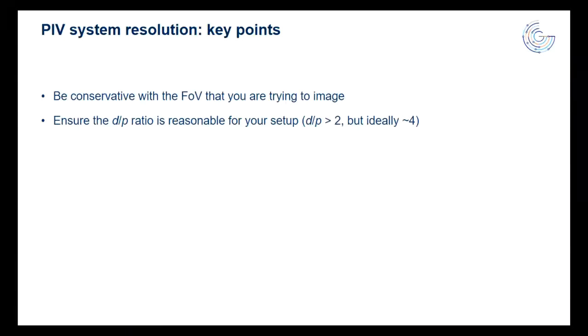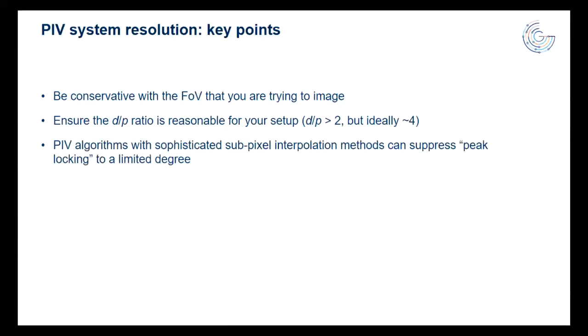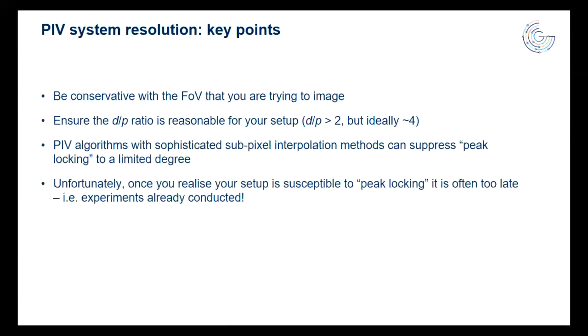You want to make sure that D on P ratio is a reasonable value for your particular setup. So aim for at least 2, ideally aim for 4. Pick a PIV algorithm that's robust and isn't likely to suffer from these breakdowns of the subpixel refinement. So pick the right algorithm, don't rely on it entirely. Most of the secret is in the preparation and the setup for the experiment.